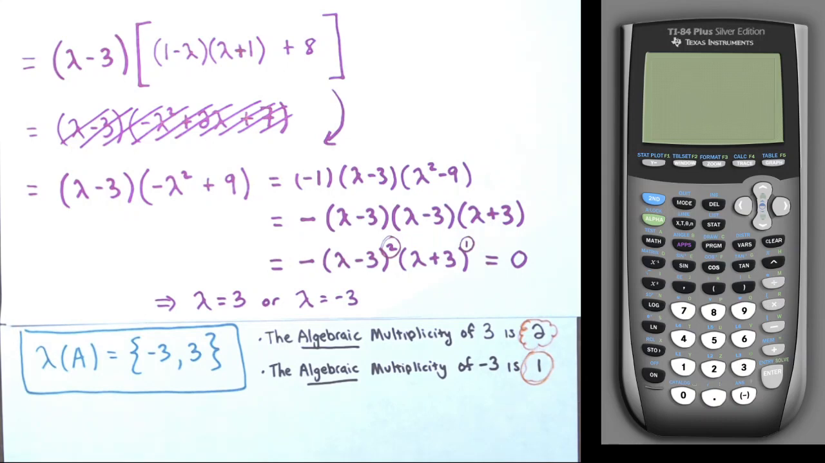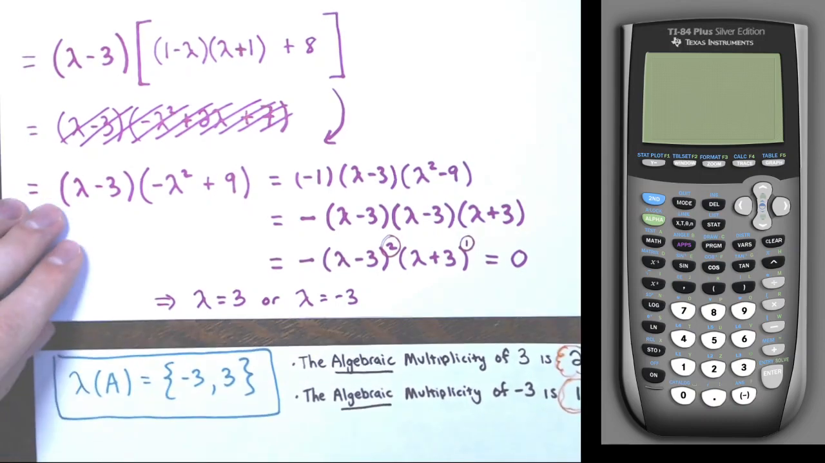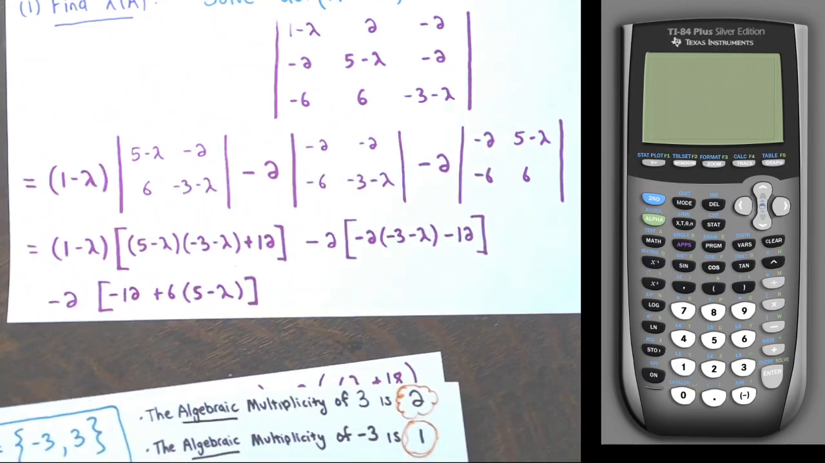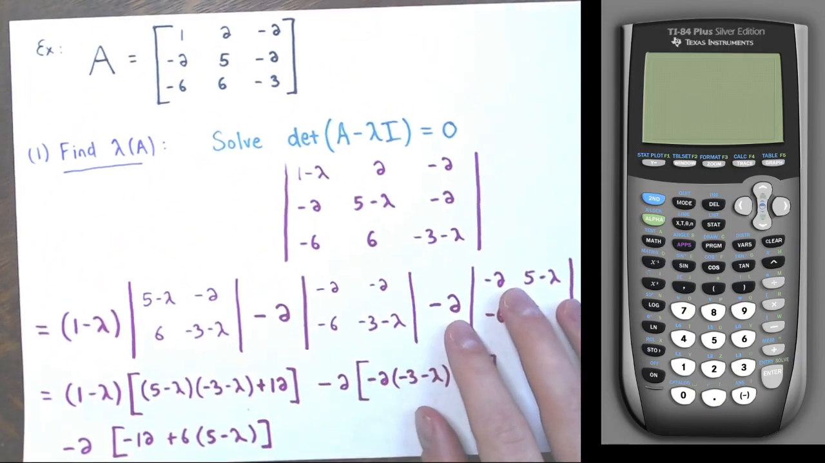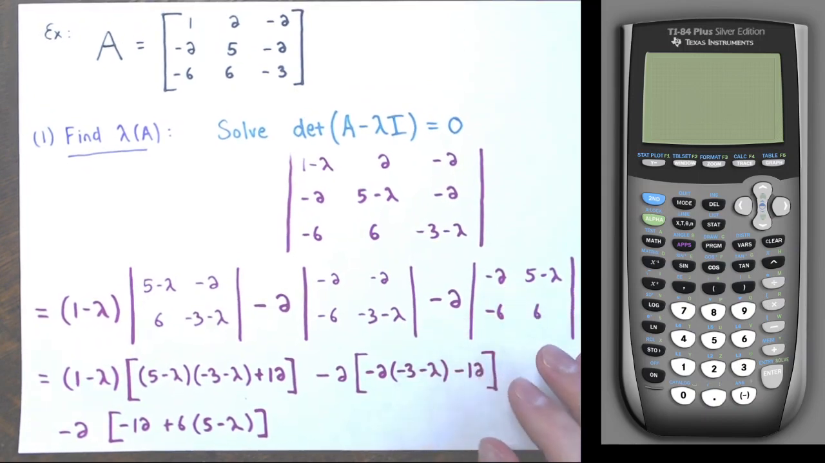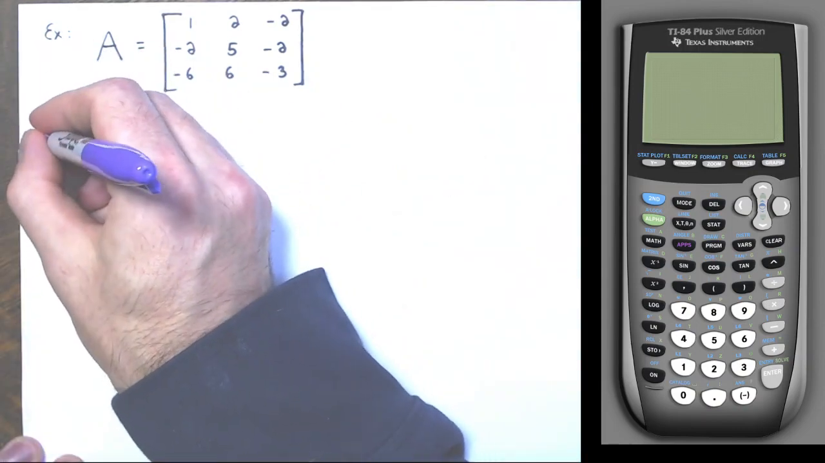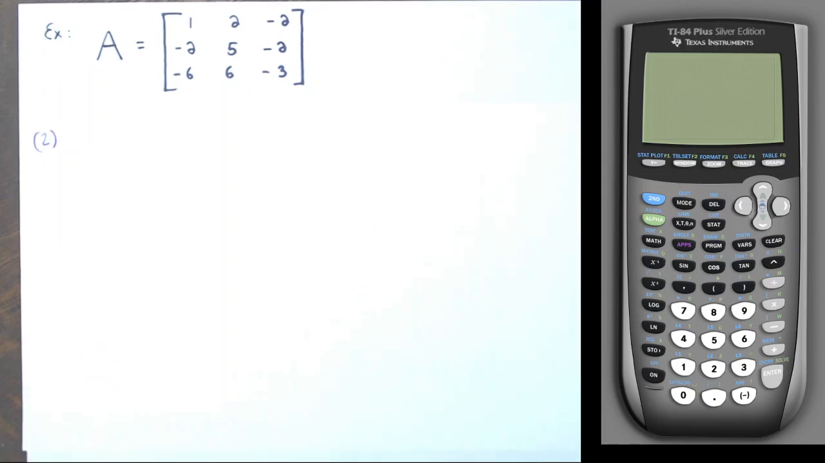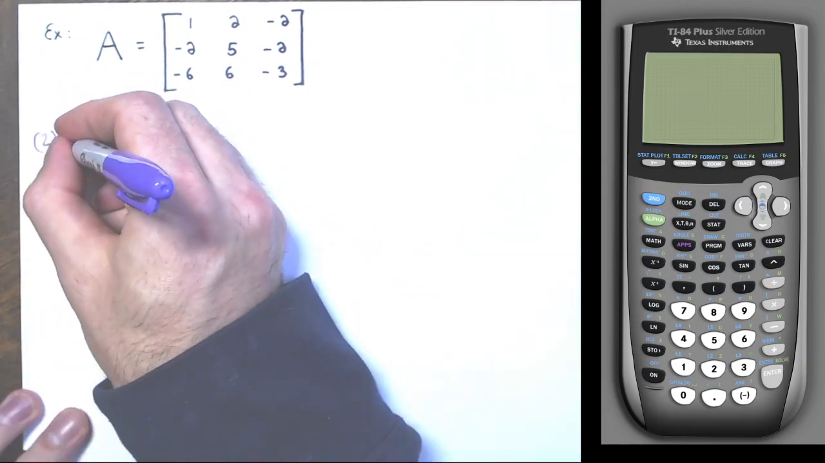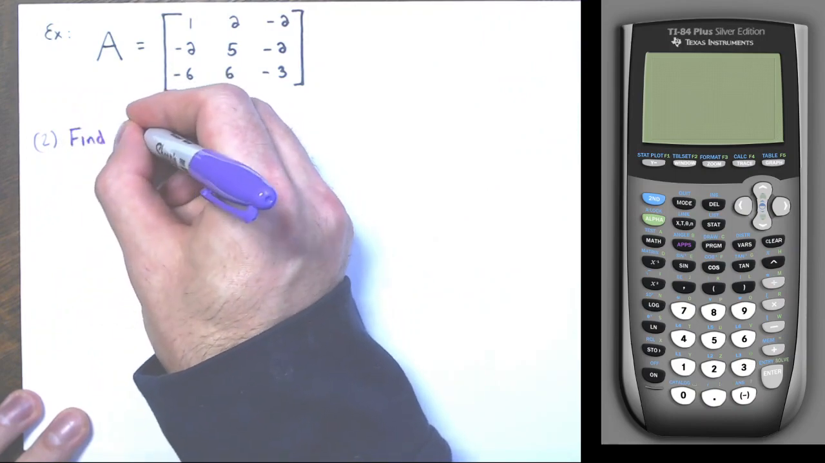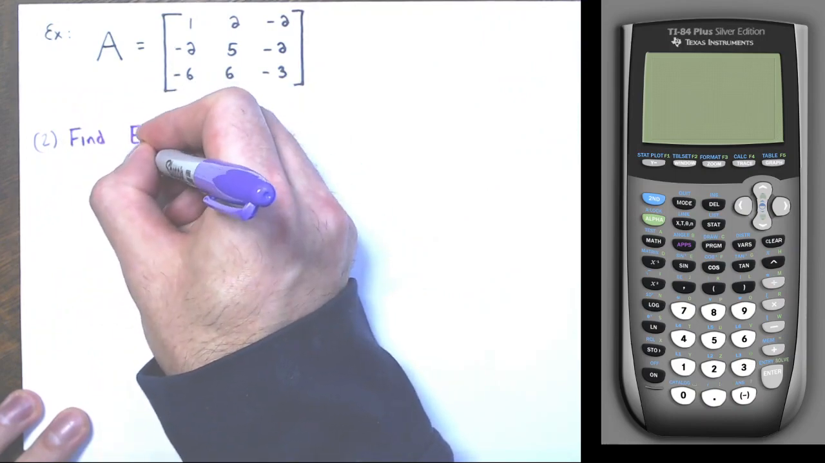So now we can go in and find the eigenspaces corresponding to these eigenvalues. This is where I'm probably going to go to the calculator to help us out. Back here was the matrix, here was matrix A, that 3 by 3. So now we're going to find the eigenspaces. The first eigenspace I'm going to do for lambda equals 3. I'm going to find the eigenspace of A corresponding to lambda equals 3.